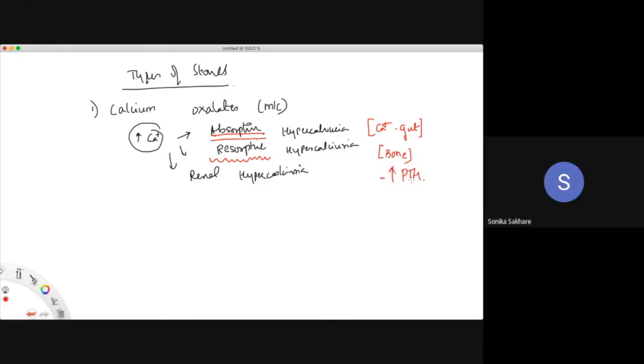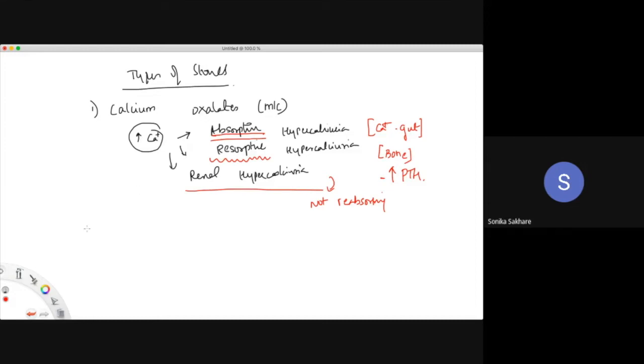So when there's increased parathormone, it's going to cause more resorption of the bone. So increased calcium in the blood. So again, increased calcium in the urine, causing reabsorptive hypercalciuria. Next is renal hypercalciuria. Here the kidney is not absorbing the calcium, so it is just getting excreted in the urine. Correct? These are the causes.